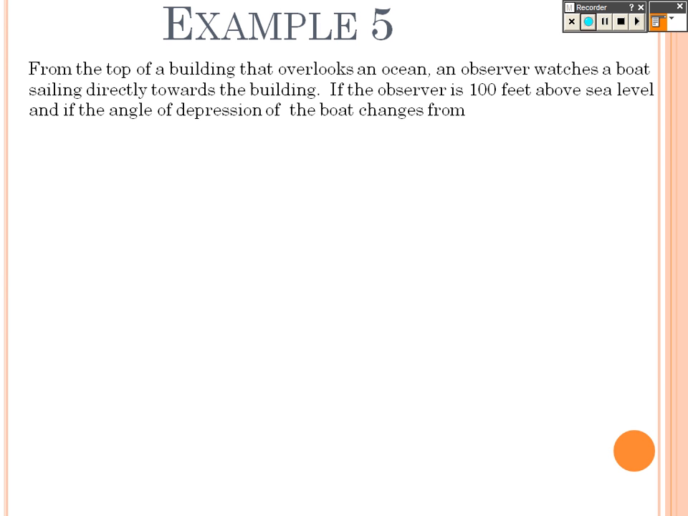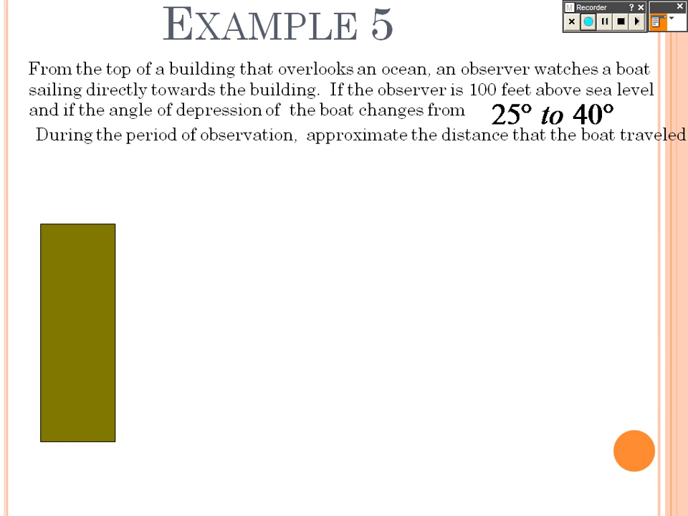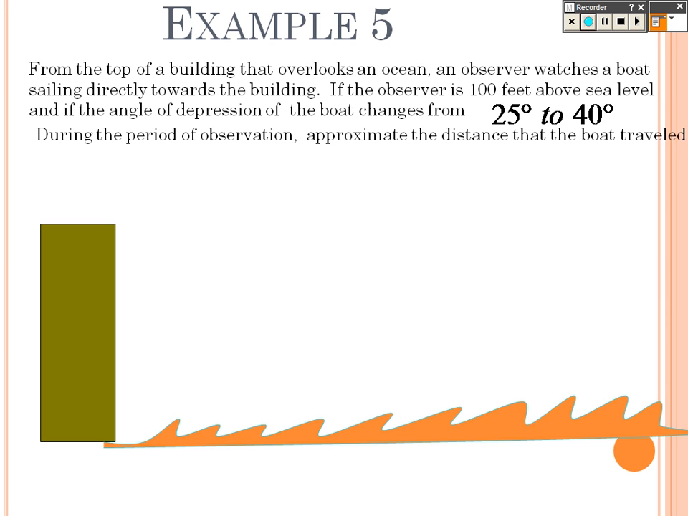Example 5. From the top of a building that overlooks an ocean, an observer watches a boat sailing. So here we go. We have the observer. We have the building. There's the ocean. And we have the person on top. The observer watches a boat sailing directly towards the building.